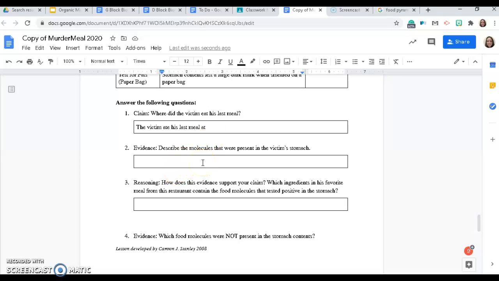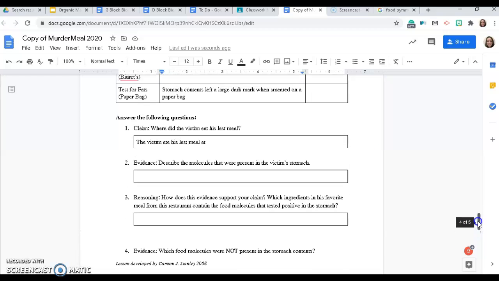Evidence, there are 2 parts to the evidence. You're going to describe the molecules that were present in the victim's stomach, and then in question 4, you're going to describe the molecules that were not present in the stomach. And then for the reasoning, you're going to describe how this evidence supports your claim. So you're going to talk about the ingredients in the meal from the restaurant and what ingredients contain the food molecules that tested positive in the stomach.